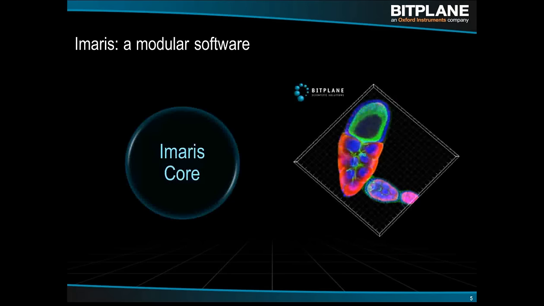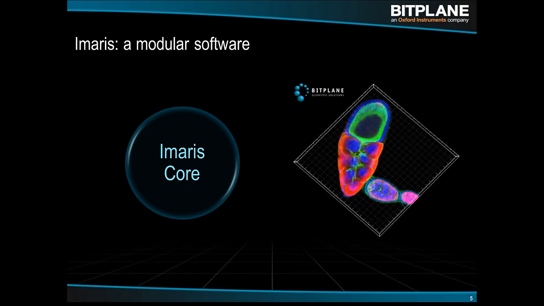As far as Imaris goes, what we do is take the image that's already acquired. So it's not something that hooks into your acquisition system, but we have many, many file readers so that you can easily get your then acquired data into Imaris.